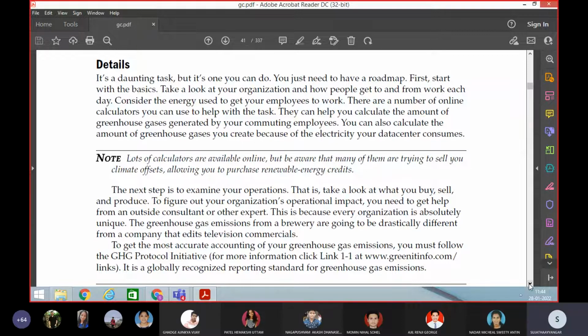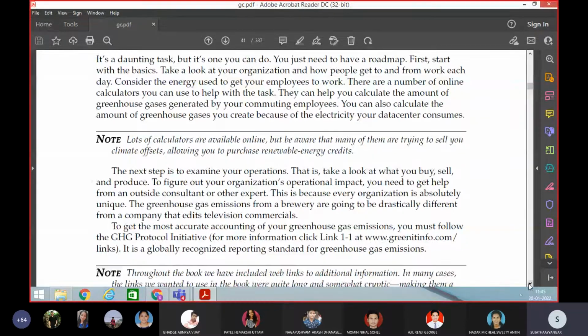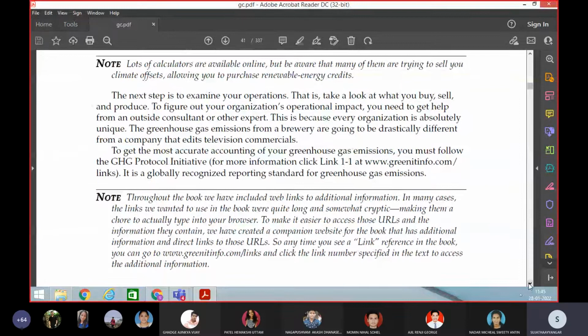Understood? So the first step in order to measure the carbon dioxide in your organization is to know how people are coming to the organization. Consider the energy used to get your employees to work. There are a number of online calculators you can use to help with the task. They can help you calculate the amount of greenhouse gases generated by your commuting employees. You can also calculate the greenhouse gases you create because of the electricity your data center consumes. Lots of calculators are available online, but be aware that many of them are trying to sell you climate offsets, allowing you to purchase renewable energy credits. So first step, you need to understand how your employees are coming to your office.